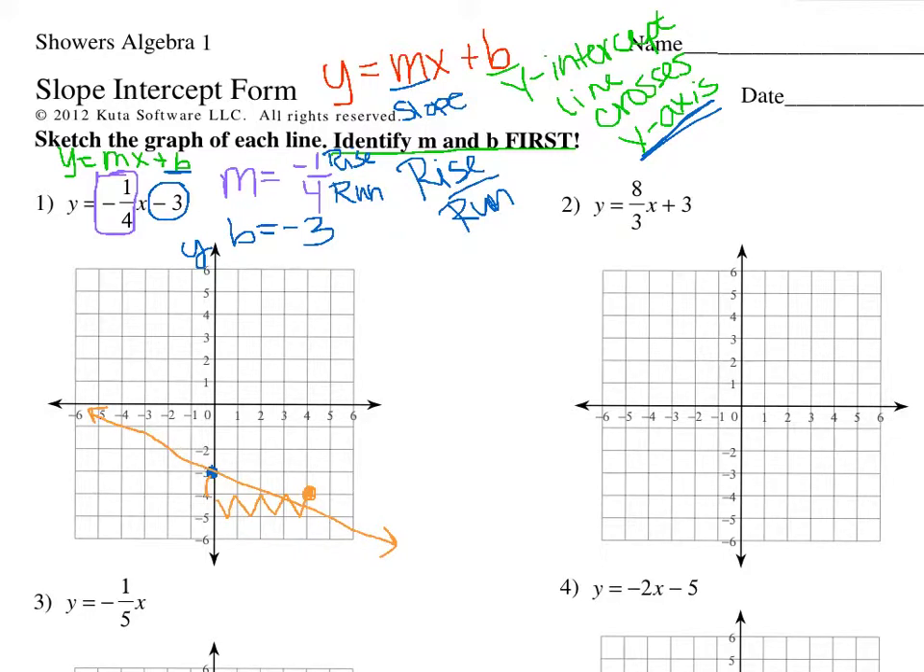And notice here I had a negative slope. So I know that my graph should point up and to the left or to the negative side of the number line. Okay, let's go on and look at question number 2.